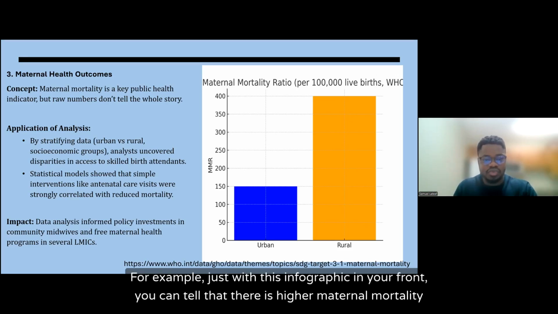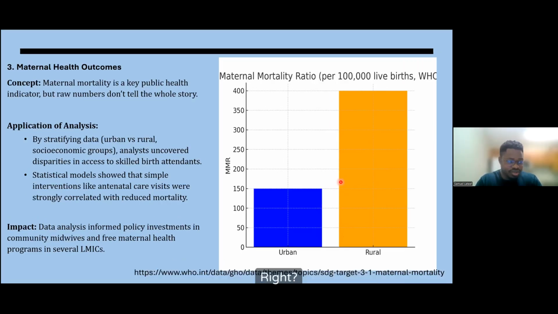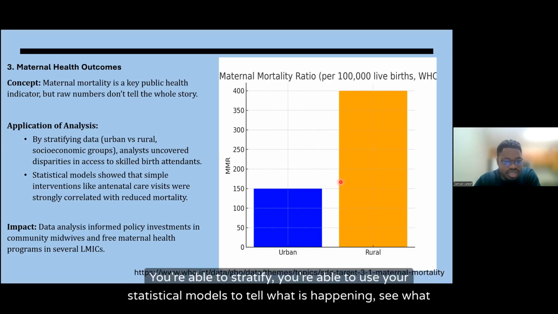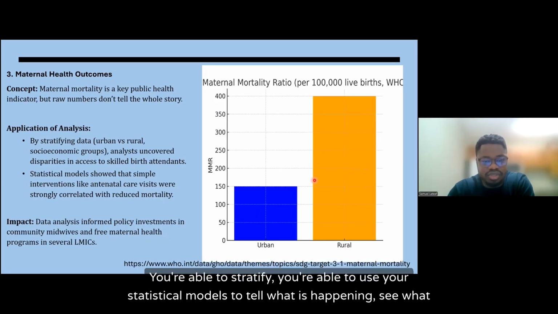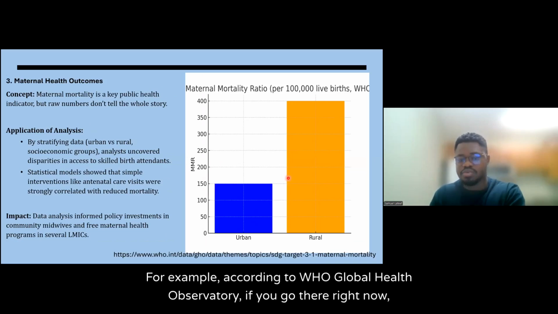For example, just with this infographic in front of you, you can tell that there are higher maternal mortality rates in rural settings than in urban settings, right? So that is one of the importances of doing good analysis and reporting on it. You're able to stratify, you're able to use your statistical models to tell what is happening, to see what the data is saying.